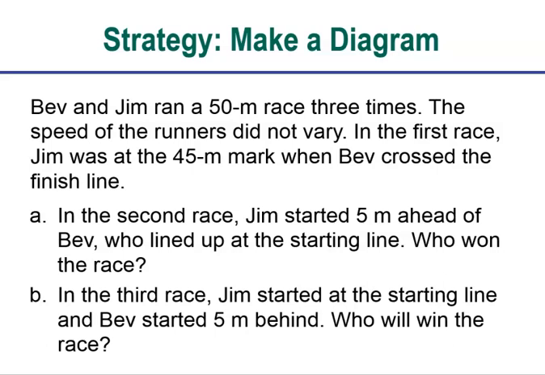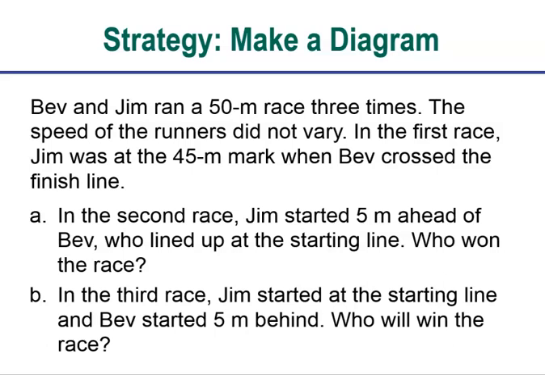In the second race, Jim started 5 meters ahead of Bev, who lined up at the starting line. In that case, who won the race, do you think? We need a way of thinking about this, don't we? And then question B, in the third race, Jim started at the starting line, and Bev started 5 meters behind him. Who will win the race in this situation?